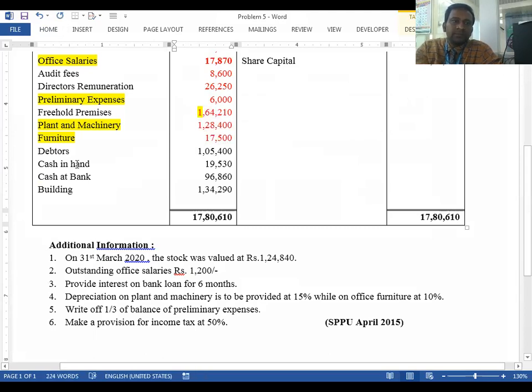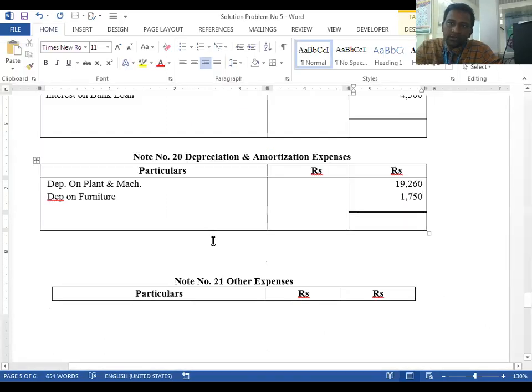debtors. Okay, is debtor a fixed asset or current asset? Send me your answer. A for fixed asset, B for current asset. Debtor. Is it a fixed asset or current asset? A or B?